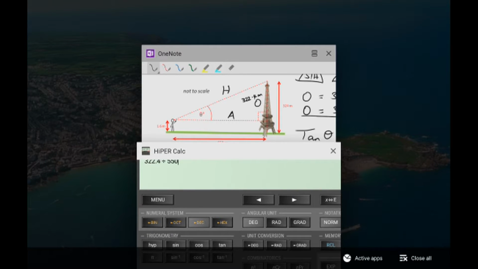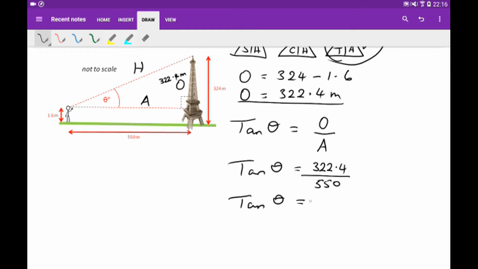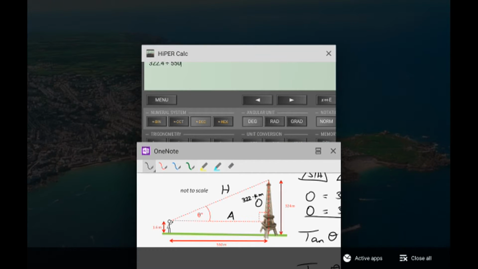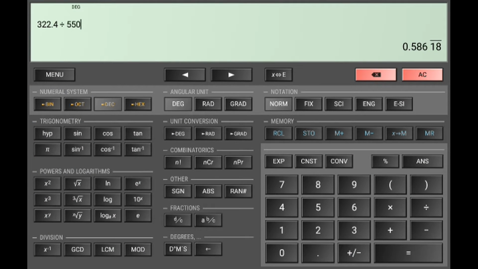I'm going to put that in: 0.58618. We'd use 2 dots normally when we write it on page. I'm just going to check the answer again. 0.58618 recurring. Now what I need to do is the opposite of tan.